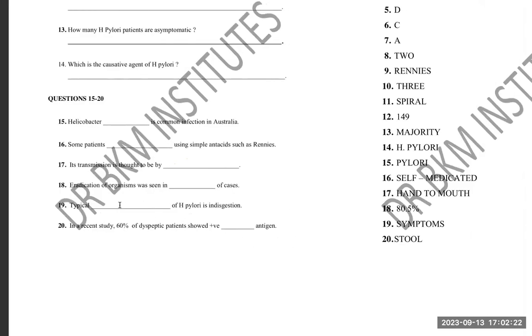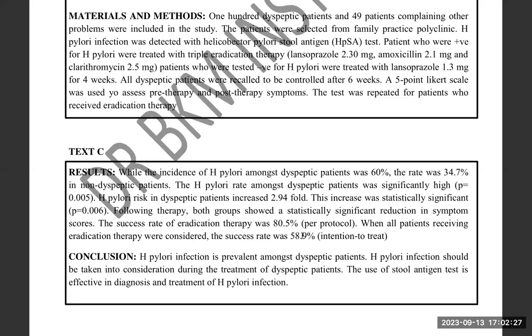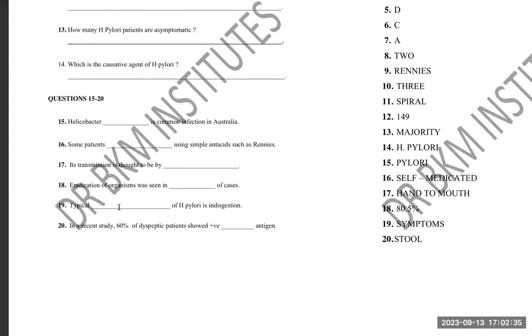So my question was, the eradication of organism was seen in 58.9, but the success rate of eradication therapy was 80.5. So this is confusing again. So I will do that later on. I will not waste my time.